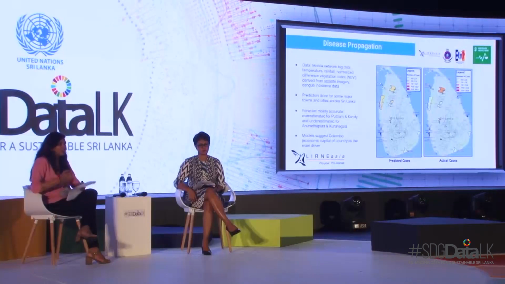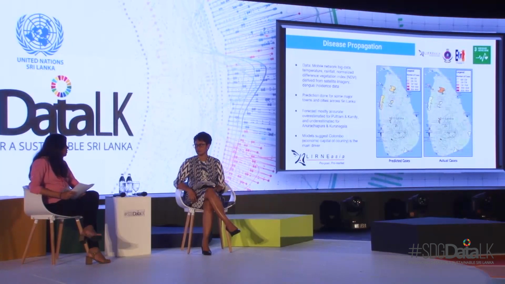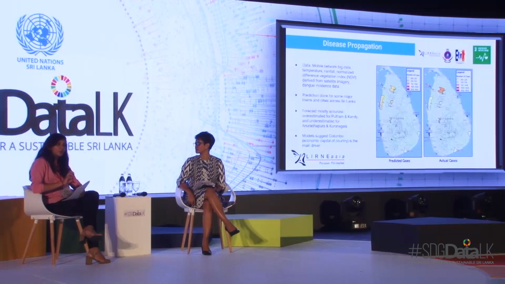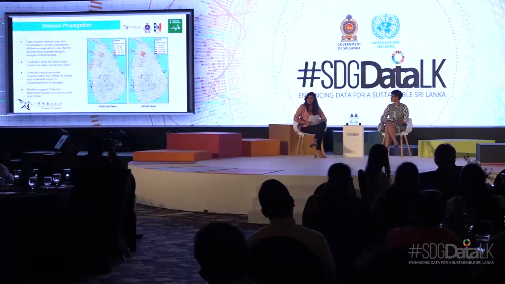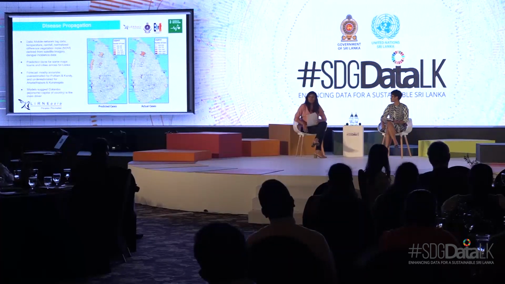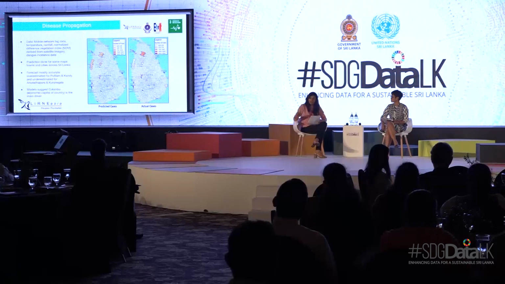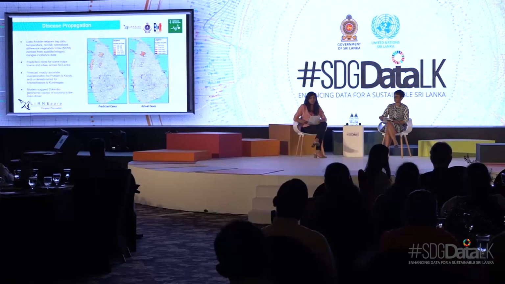So if you go to the second example, this is on disease propagation. Now, this project we did in collaboration with the University of Moratuwa and the Ministry of Health. So what we did here was we looked at multiple data sources, including mobility data derived from mobile network big data, as well as historic dengue cases from the Ministry of Health, temperature data, rainfall data, as well as satellite-derived variables, such as the normalized differentiation vegetation index. We integrated all these data sources to develop a predictive model where we could identify the areas that were at high risk of dengue cases because of mobility.